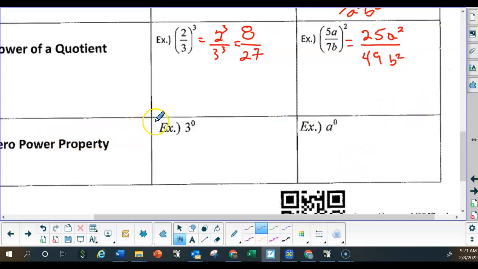Okay, now our final rule, and probably one of the ones that comes up very frequently through the rest of math, is the zero property rule. So 3 to the 0 power is 1. Anything to the 0 power is going to be equal to 1. So those are both equal to 1.